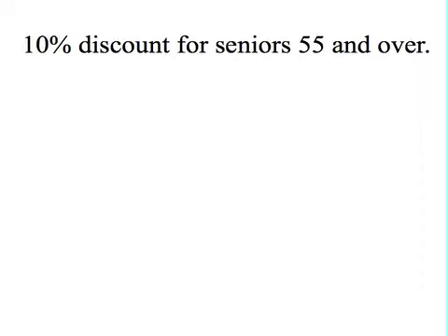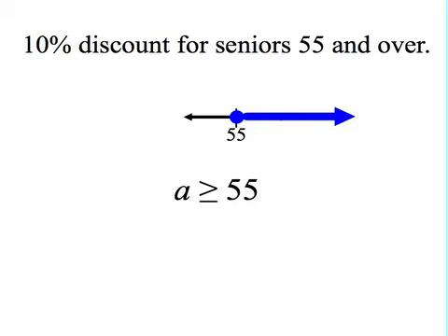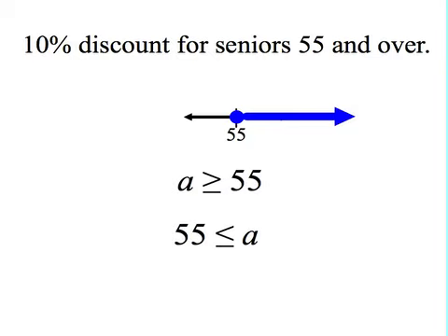And here's another one. We're going to give a 10% discount for senior citizens 55 years of age and over. So there's the graph. The 55 is colored in because it includes people 55 and also people older than 55. Here's how it's written without a graph. A is greater than or equal to 55. And it could also be written 55 is less than or equal to A.